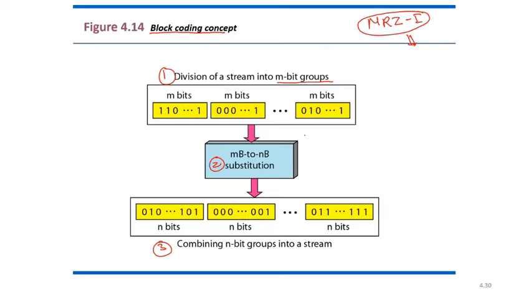Before doing the NRZ-I coding, we do this block coding. Whatever bit streams are there, we do the division, then the substitution, and combine them together. So we do the block coding before the NRZ-I line encoding. Block coding increases the number of bits in the data streams, and that supports synchronization and error detection.